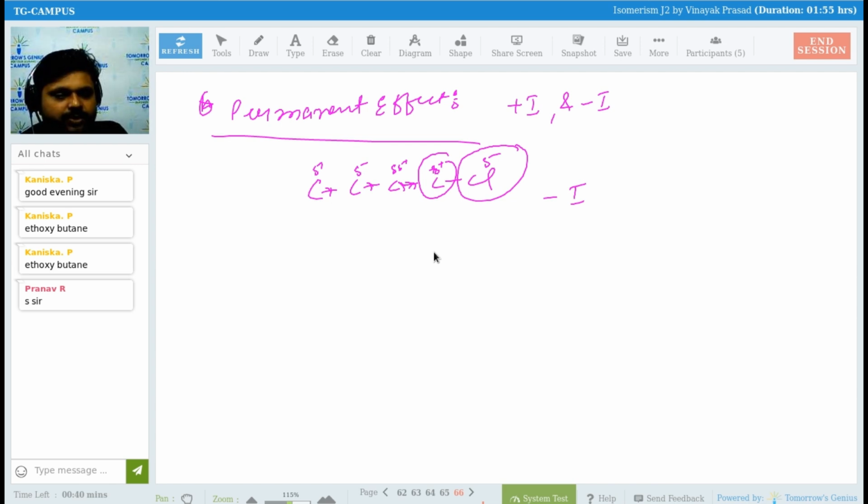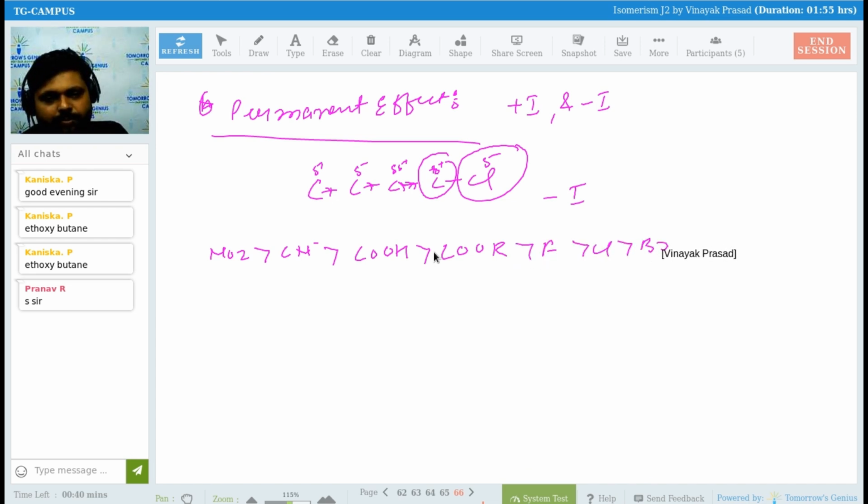Any doubt to anyone? So now your question will be, what are the electron withdrawing groups, sir? So I'm going to make you write what the electron withdrawing groups are. NO2, CN minus, COOH, COOR, then fluorine, chlorine, bromine, iodine. These are what?